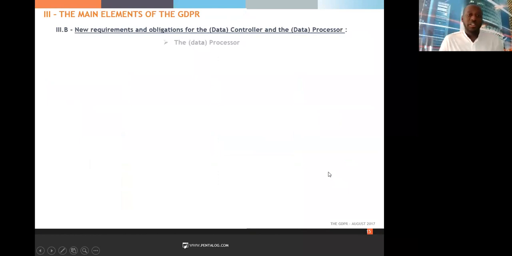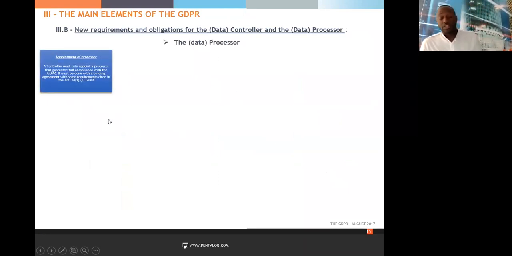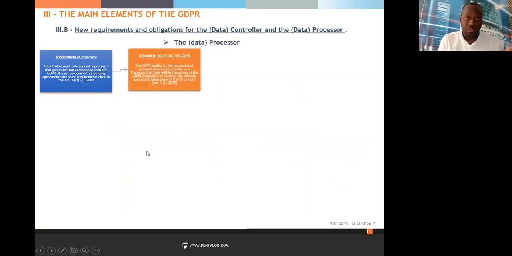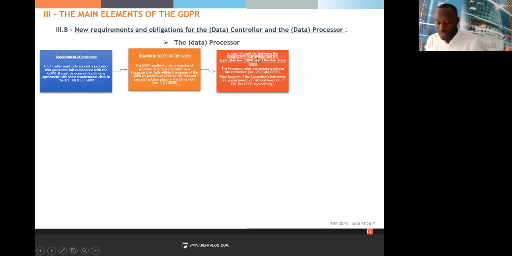So now let's talk about the processor. We recall how to appoint a processor. It needs to be compliant with the GDPR, of course. Remember the scope of the GDPR. Sometimes you can have a conflict between the controller's instruction and the applicable law. What's going on? You must immediately inform the controller. And you may wonder what happens if the controller's instruction puts you in breach of national law after the EU. No response. For now, maybe we are going to have something later, but the GDPR is saying nothing about it.